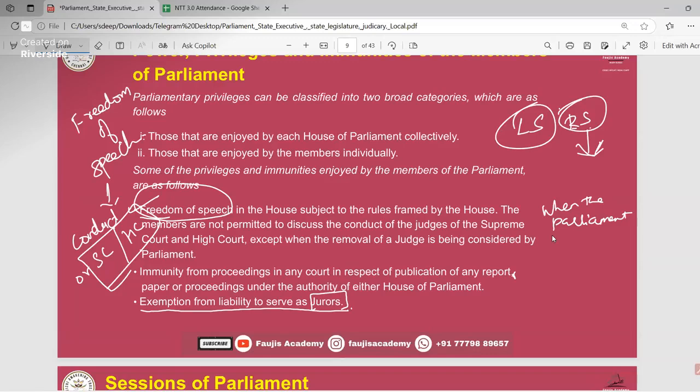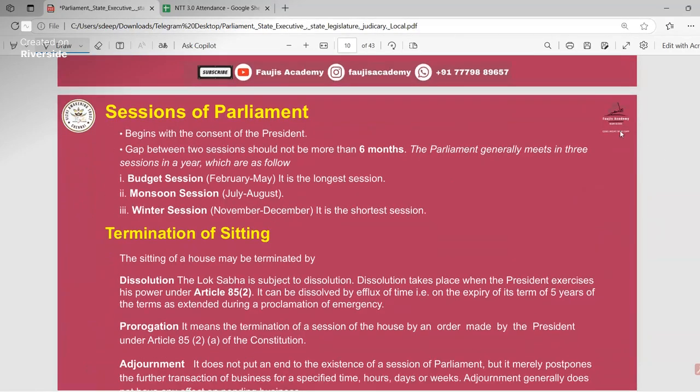So a juror is nothing but, you can deny yourself to be present in the court due to the proceedings of the Parliament, right? That is, when you're accused, you cannot deny yourself to be present in the court. But you can deny yourself to be present in the court when you are called as a witness, or when you are called as something else. So that is the only exception that is being granted to you. So these are the privileges and freedoms that are given to the members of Parliament. Any doubts in this? So next is the sessions of Parliament.